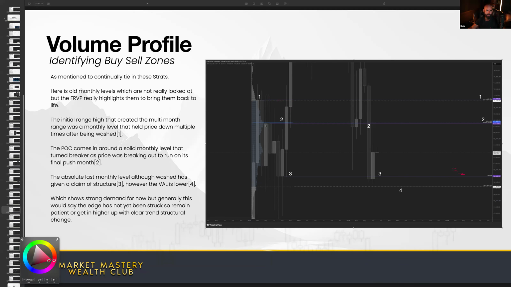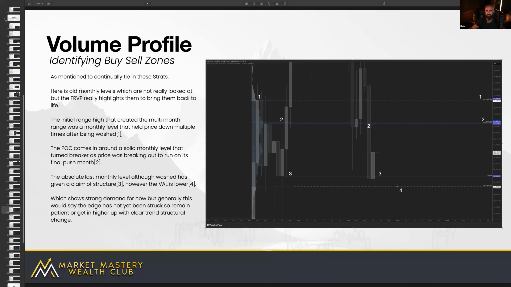Then we had another one, this was a breaker level, which should have held price down. It got washed, went through, but it's the point of control. Now there's a monthly level here, but you'll notice I haven't really highlighted it, because there's no real relevance to a volume profile. And then on 3 was our last one, where we got that low in with a claim of structure, which I don't love because a claim of structure is secondary to an SFP.